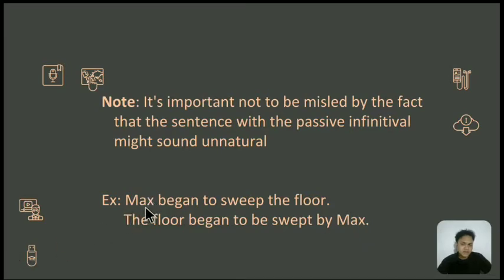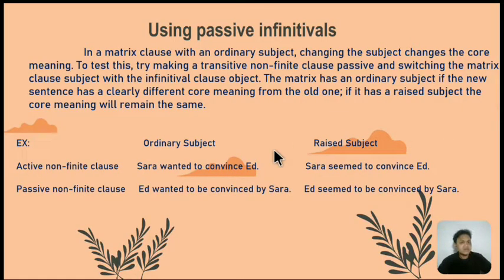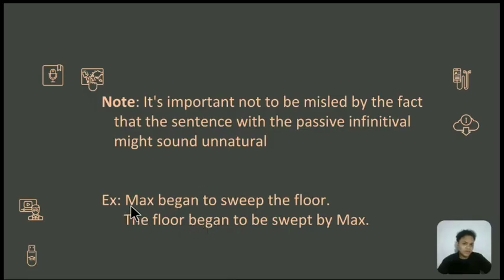So if you found something like this, you can't say that this is ordinary or this is raised subject, because the level of these two sentences is the same, or we can't say whether the sentence is ordinary or raised subject, because the passive voice of this sentence is unnatural to say.